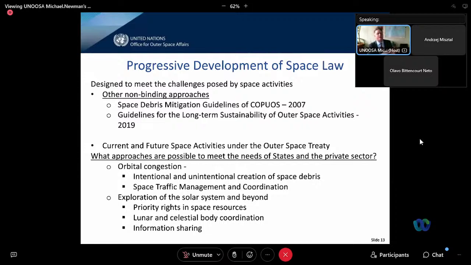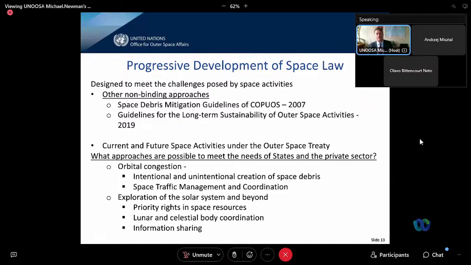There have been other non-binding approaches, the space debris mitigation guidelines of the Committee on the Peaceful Uses of Outer Space, 2007. And we will hear more about how these space debris mitigation guidelines have been implemented in states and in their regulatory systems, and whether potentially those mitigation guidelines, although not binding at the international level, nevertheless could give evidence of a standard of care when it comes to orbital activities.